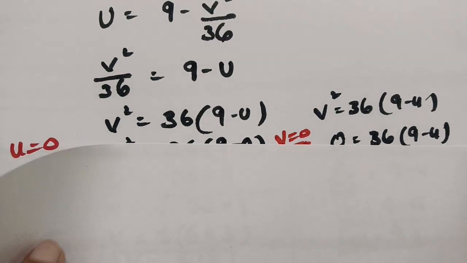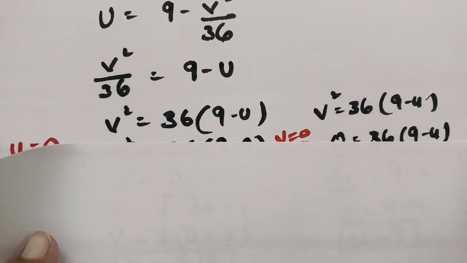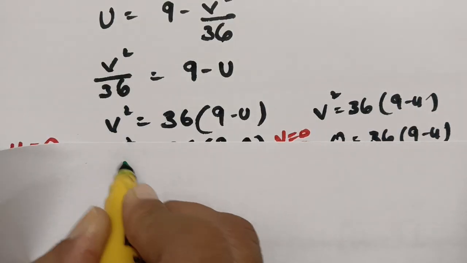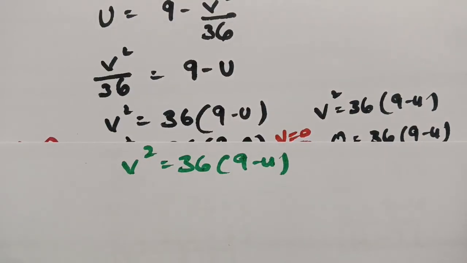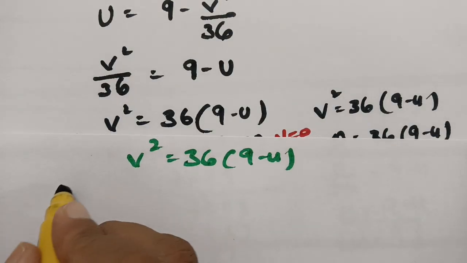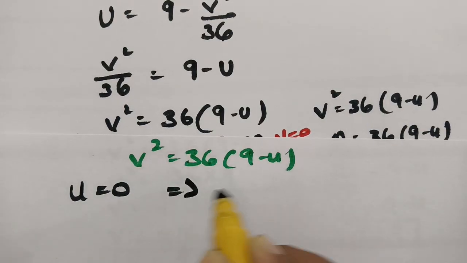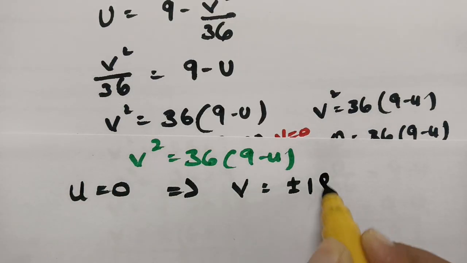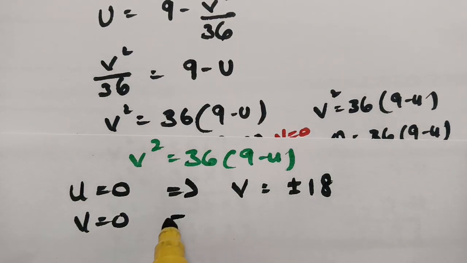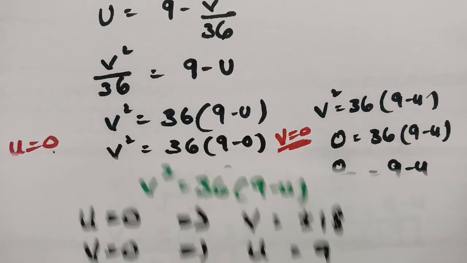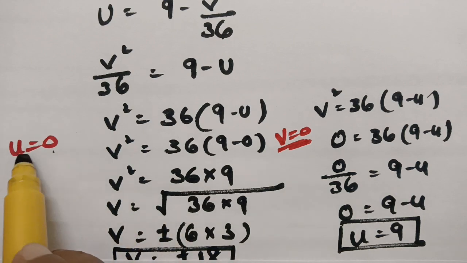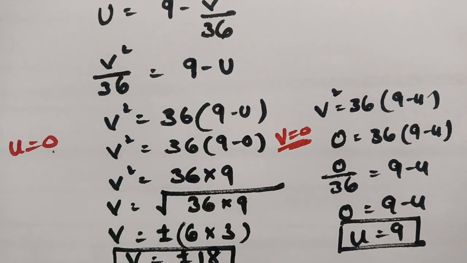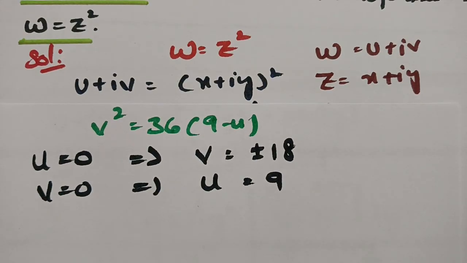So the equation is also very simple, that is v square is equal to 36 into 9 minus u. If I keep u is equal to 0, I got v as plus or minus 18. If I keep v is equal to 0, I got u as 9. Clear? So these are the values which we have to plot and show.